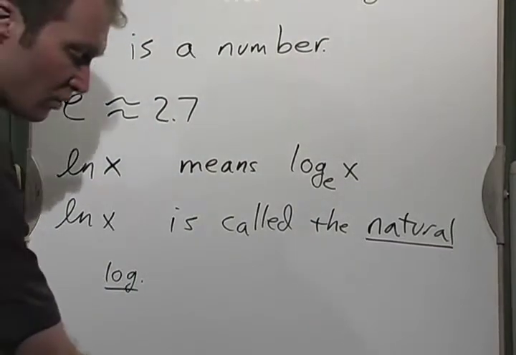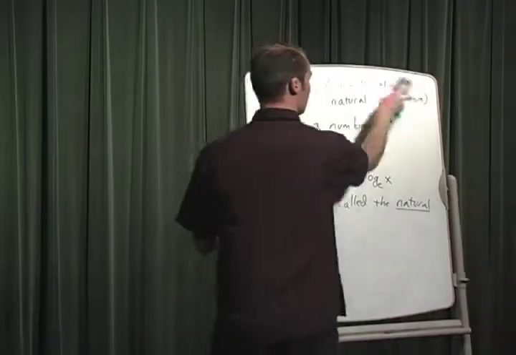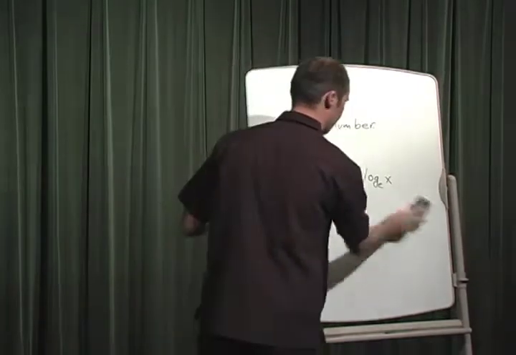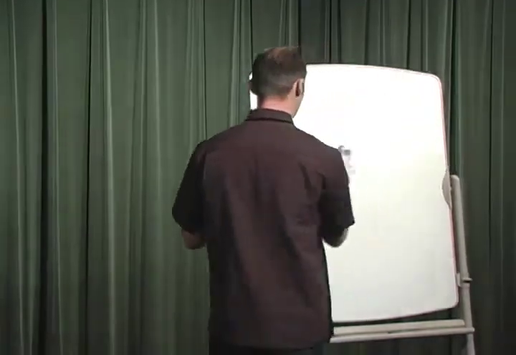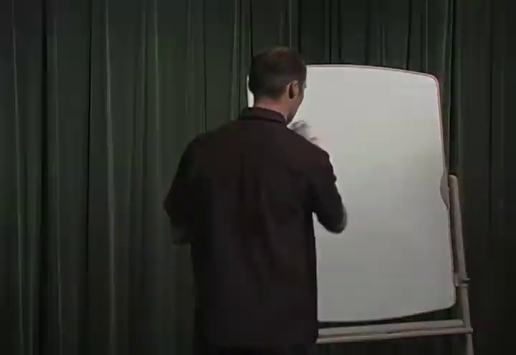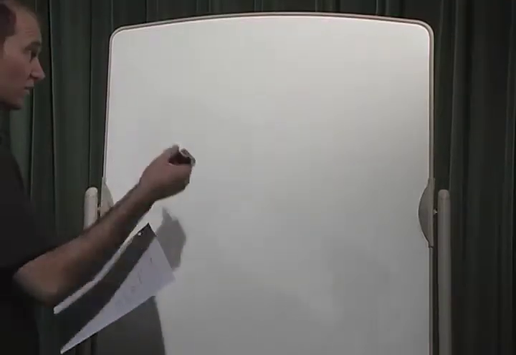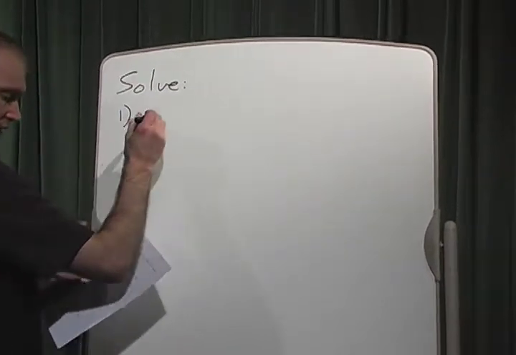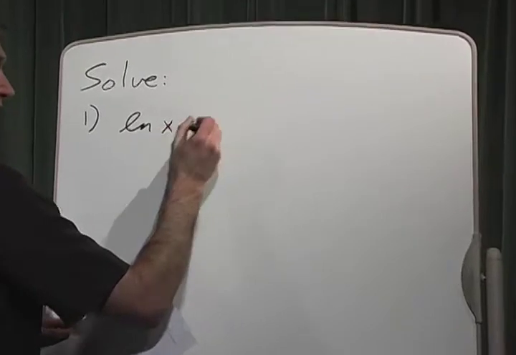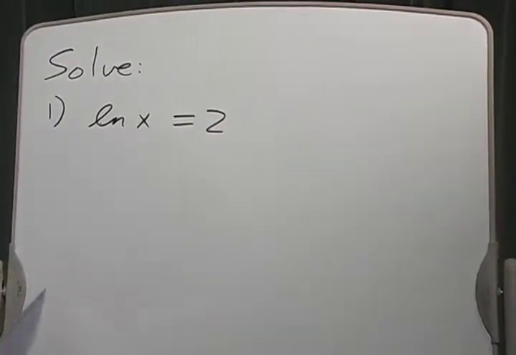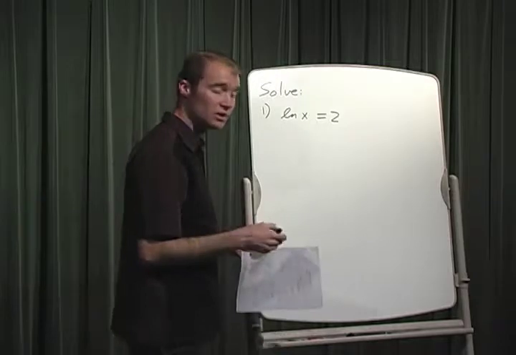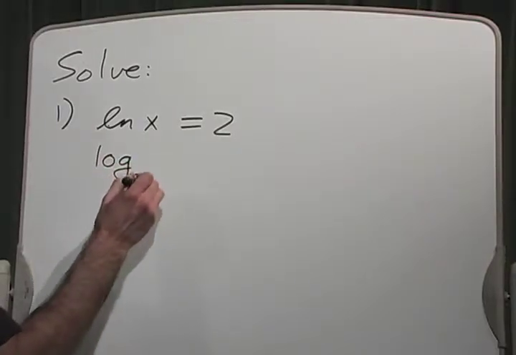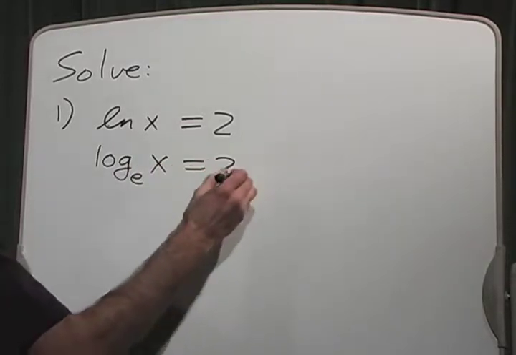Let me go ahead and show you what I mean, but let me clear off some board space first. Suppose that I want to solve the following equations. I want to solve the natural log of x equals 2. Well, I think that what we should do first is just rewrite it. This is the same as log base e of x equals 2.